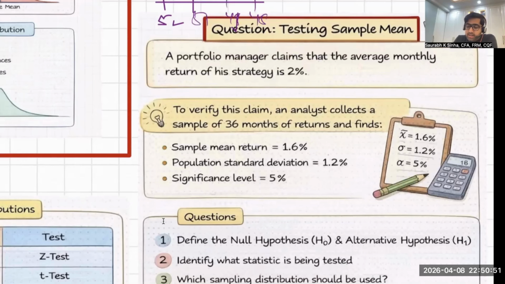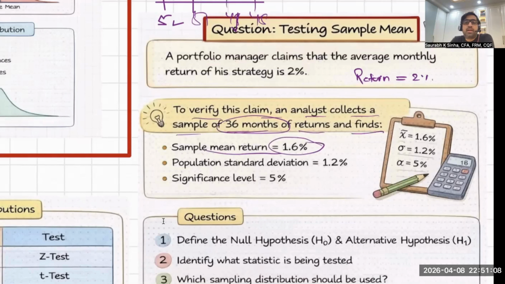Claim is that the return of his strategy is equal to 2%. That is his claim. To verify the claim, an analyst collects a sample of 36 months of return and finds the sample mean return is 1.6%. So currently the sample mean return for this sample came to what? 1.6%, not 2. If you take another sample, it will come 3.6%. On an average, it is going to be 2.